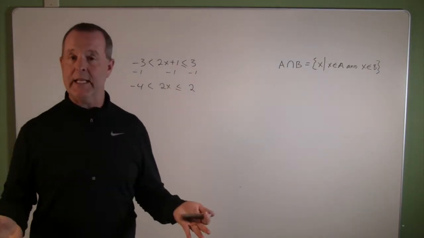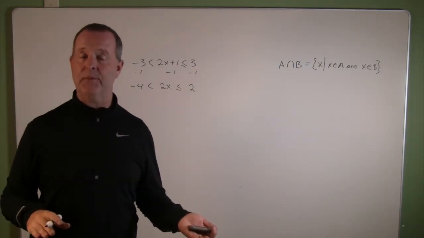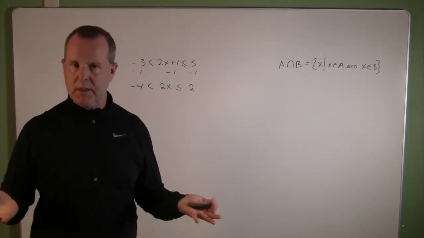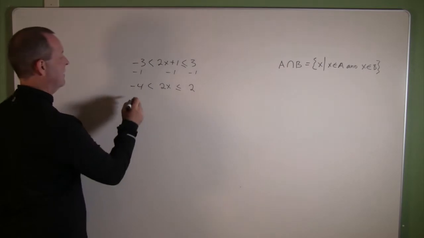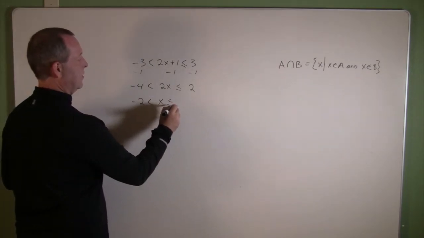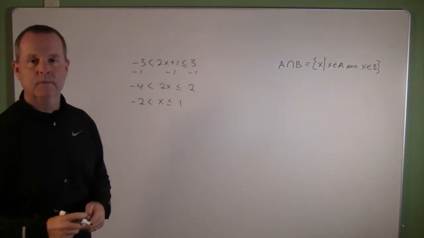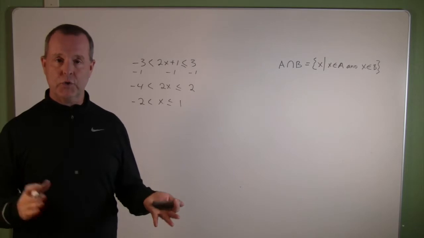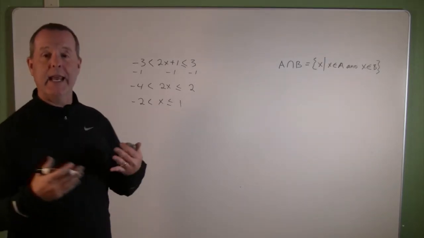To continue to isolate x, I'll do the multiplication process. Here I'm going to multiply everything through by a 1/2, or divide by 2, the same thing. So I have a -2 is less than x, which is less than or equal to 1. So there's my solution set. All x's are true that are between 2 and -1.